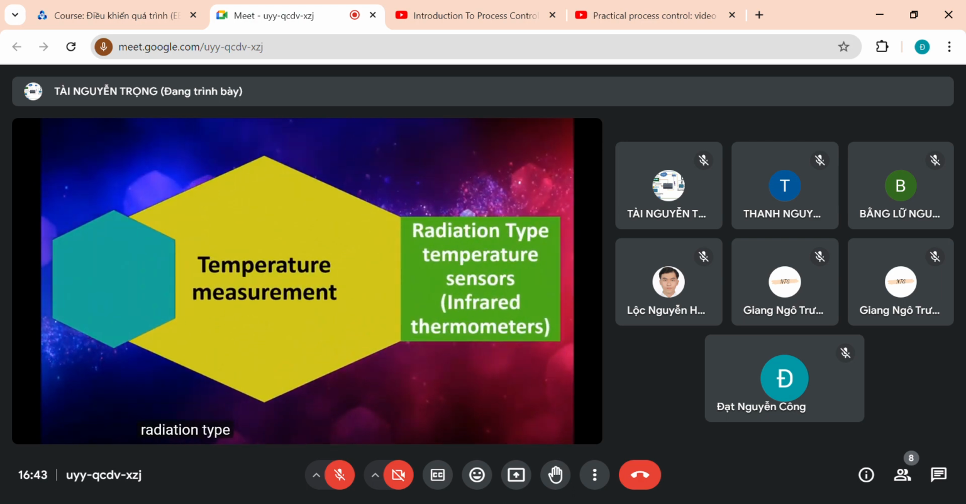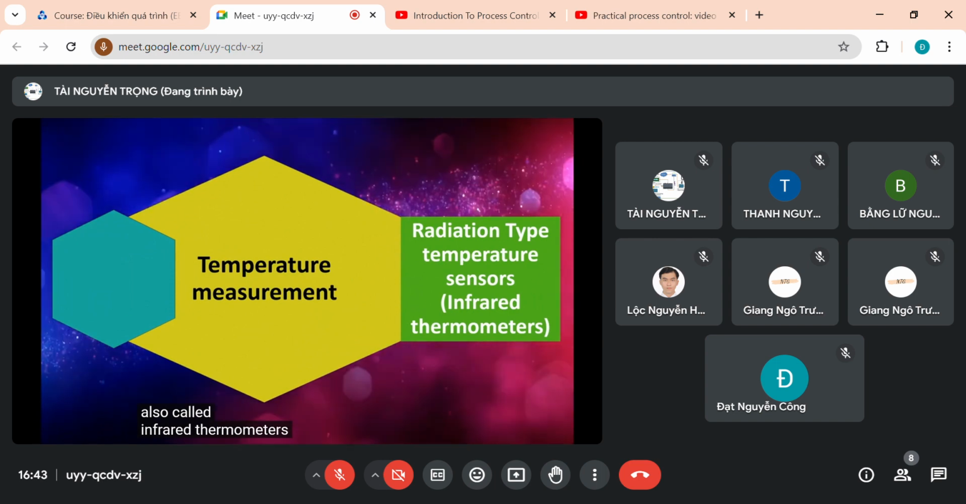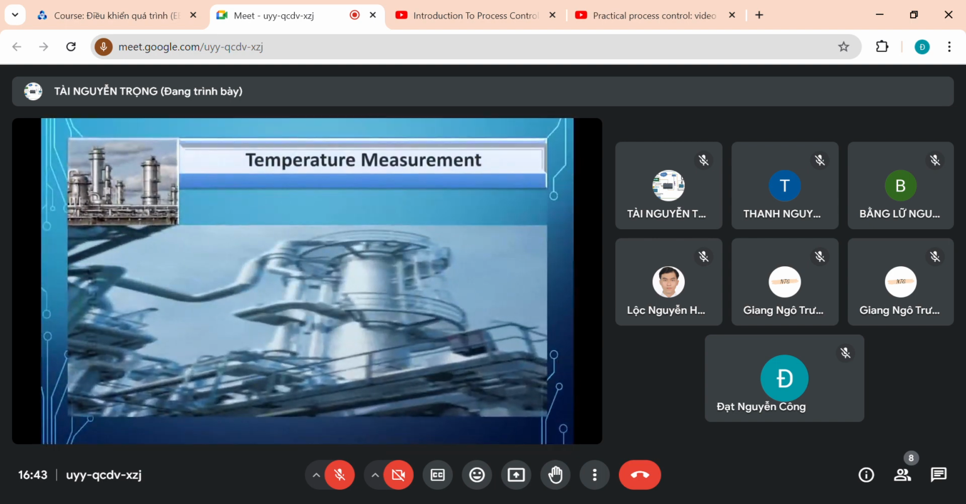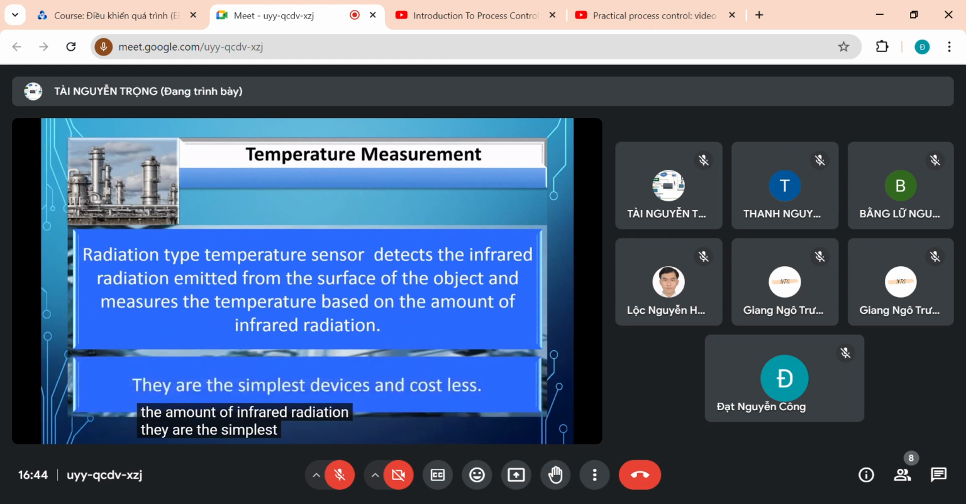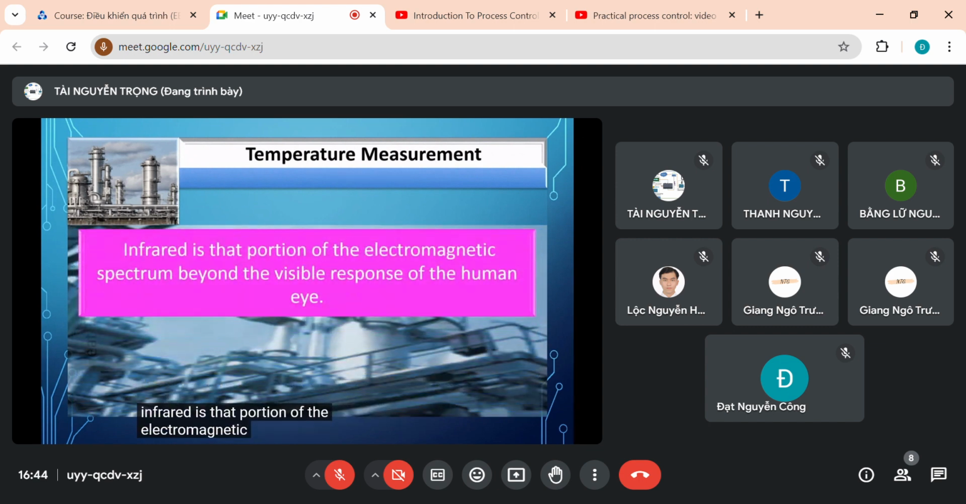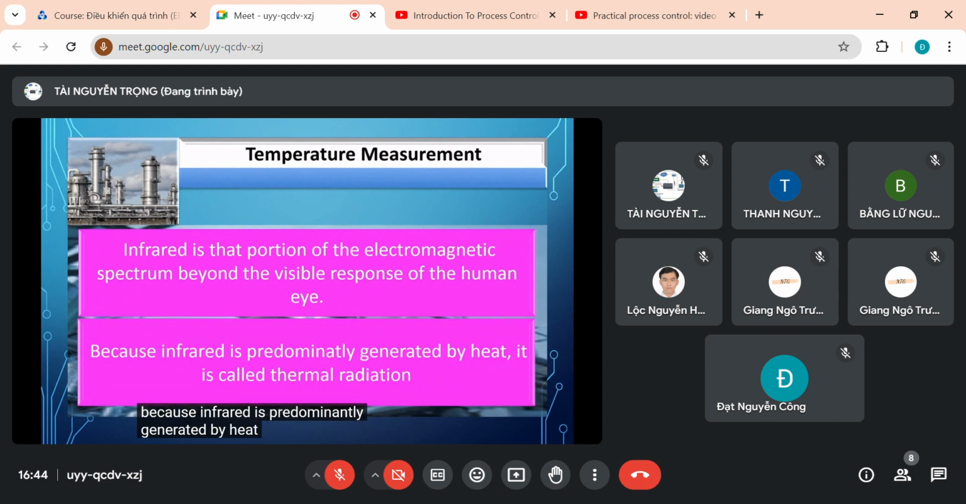Radiation type temperature sensors, also called infrared thermometers. A radiation type temperature sensor detects the infrared radiation emitted from the surface of the object and measures the temperature based on the amount of infrared radiation. They are the simplest devices and cost less. Infrared is that portion of the electromagnetic spectrum beyond the visible response of the human eye. Because infrared is predominantly generated by heat, it is called thermal radiation.